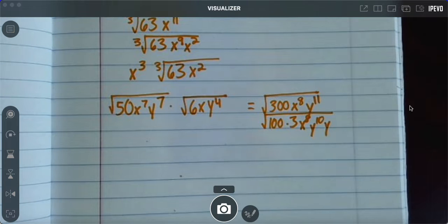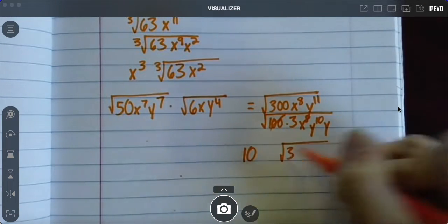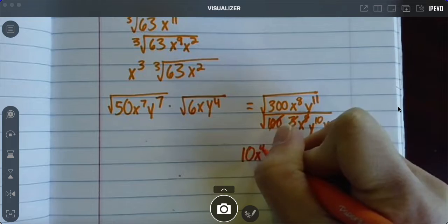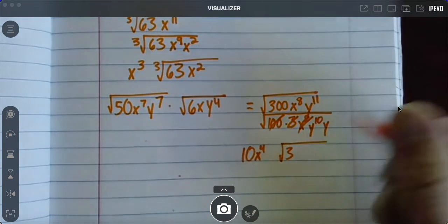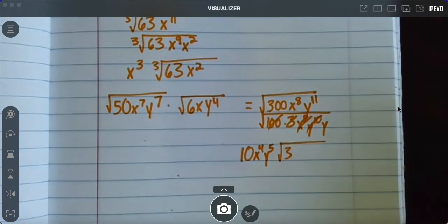So what's the square root of 100? 10. So I can mark that one out. I'm leaving my 3. What's 8 divided by 2? 4. So I'm bringing that one out. And then what's 10 divided by 2? 5. So I'm bringing that one out. And then what do I have left again? My y. So that's my answer.